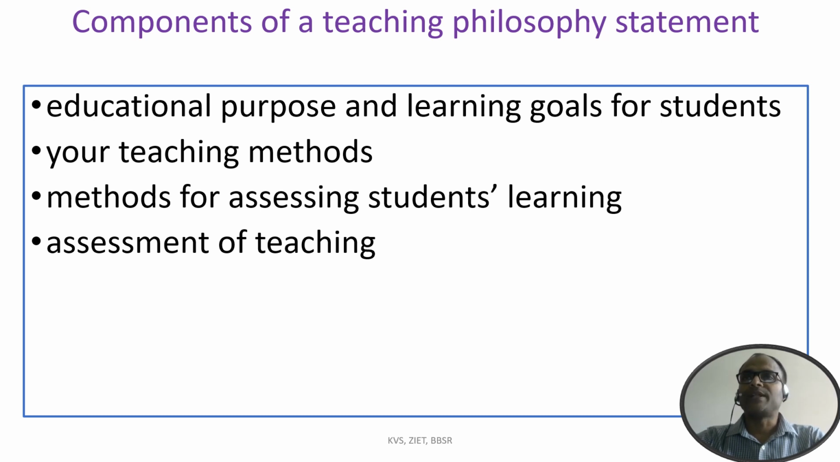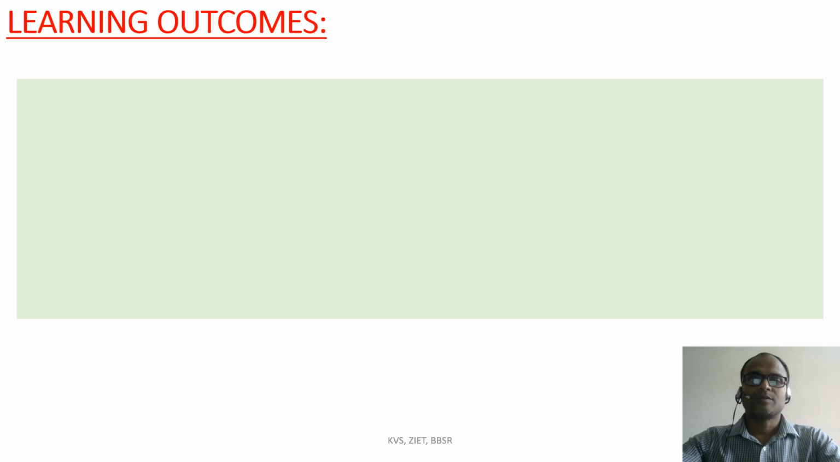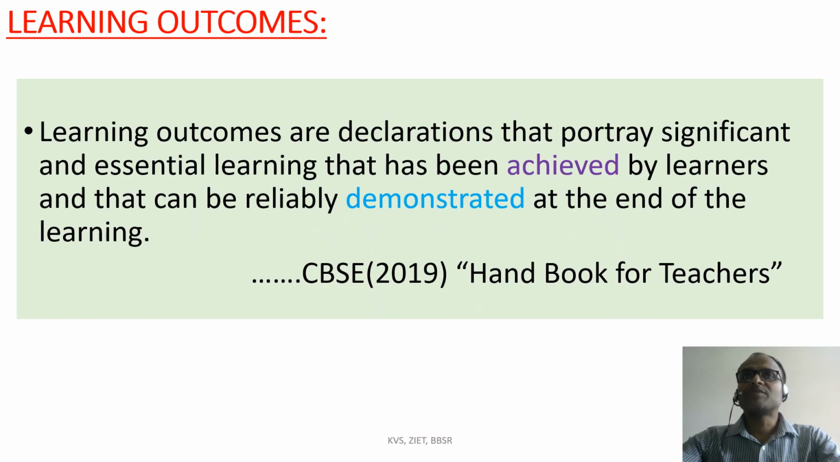The next component is learning outcome. Learning outcomes are declarations that portray significant and essential learning that has been achieved by learners and that can be reliably demonstrated at the end of the learning. This is the definition quoted by CBSE in the book published in 2019, that is Handbook for Teachers. Learning outcomes are observable, measurable, and specific statements of what the student is expected to achieve and how he or she is expected to demonstrate that achievement.